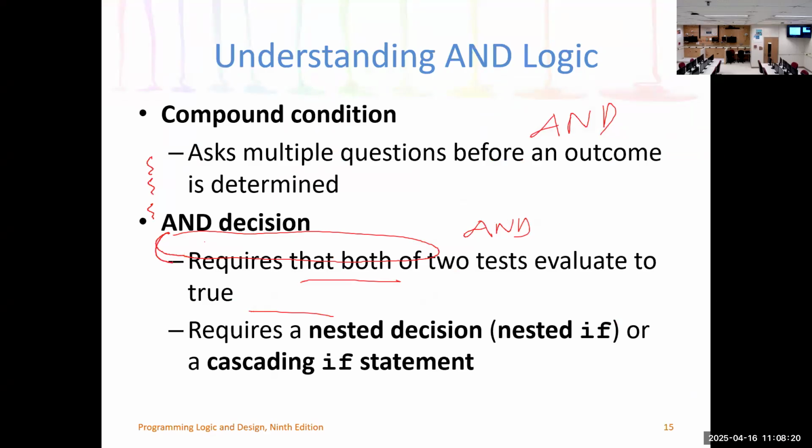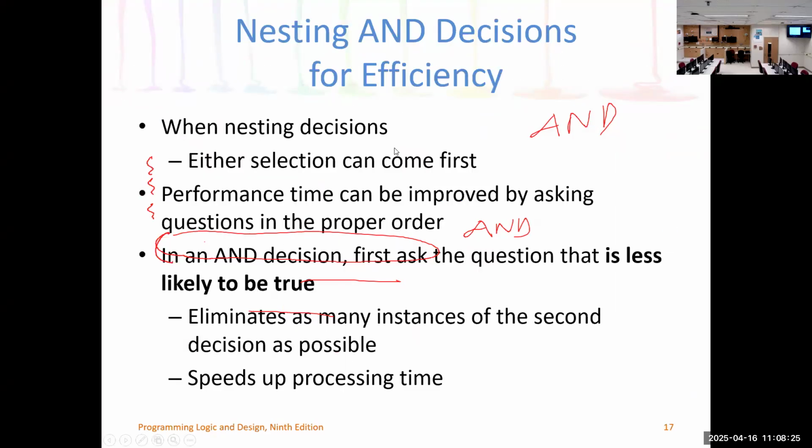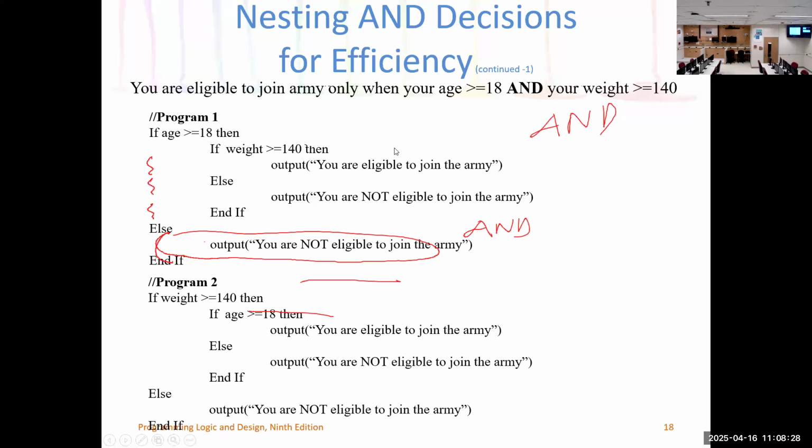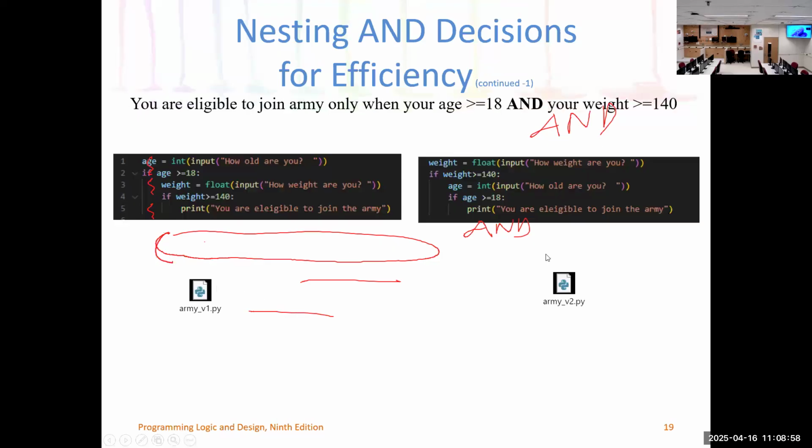Yeah, so when you use a compound condition, this one is the AND logic. Remember that whenever you use a compound condition, you have to nest them together, right? Think about this one here. That's exactly the same process as this one: someone is only eligible to join the army when his age is greater than or equal to 18 and his weight is greater than or equal to 140. So you check the first condition, and then the second condition, you have to nest it inside the first condition, right? You can do this for his program also.